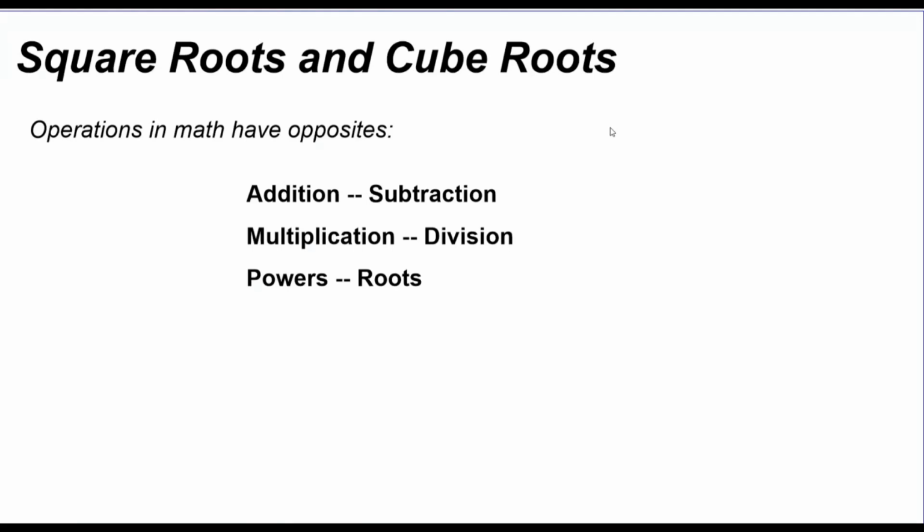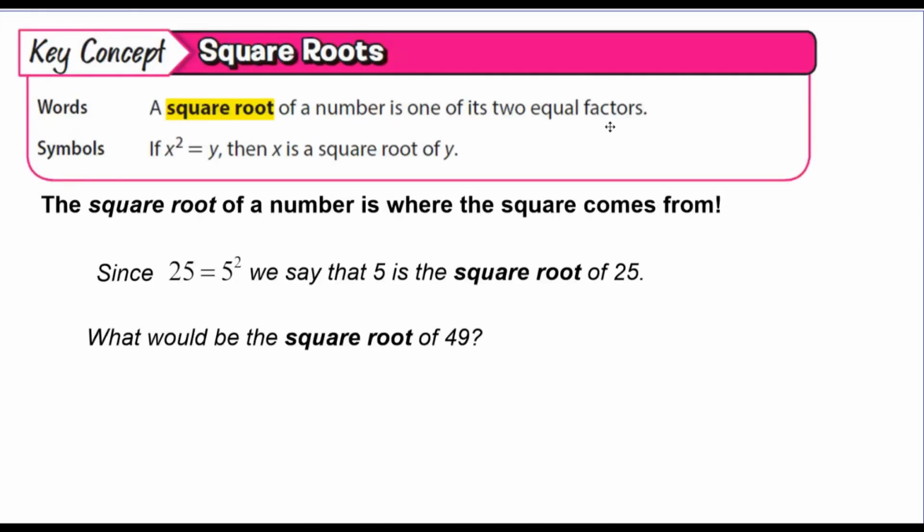So if we learn how to use exponents, we kind of have to learn how to undo exponents, and roots are the way that we do that. We're only going to talk about two types of roots, the square root and the cube root. First, the square root. The square root of a number is one of its two equal factors. So whenever you take a number and square it, or take it to the second power, you get a number, and the square root of that number is the number you squared to get it. The square root of a number is where the square comes from, because a root is the origin or the beginning of something. So to get to the root of the square, you're getting to where it came from.